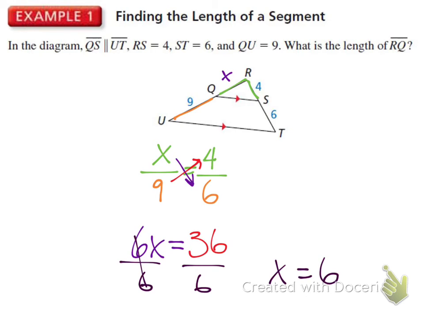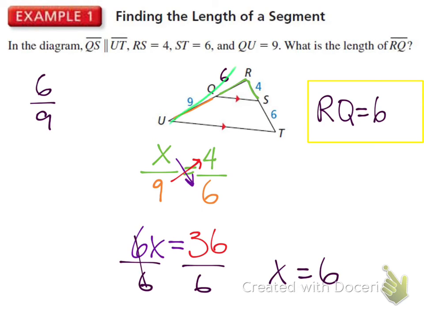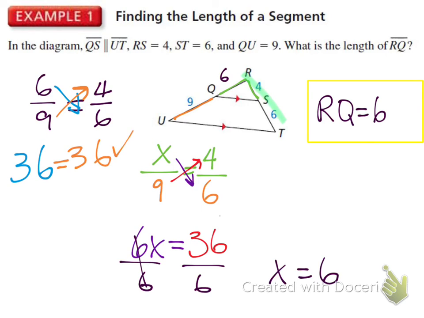But remember, we made up the letter x, so we're going to say the length of RQ is 6. Remember, when you're saying length of, you don't need a line above. It just says RQ equals. Here's what you just did. 6 over 9, which is this side, is equal to 4 over 6. You can reduce them and see if they're equal, or just to check, you can cross multiply and see if they equal. 6 times 6 is 36, and then 4 times 9 is 36. Does 36 equal 36? Then we did it correctly.